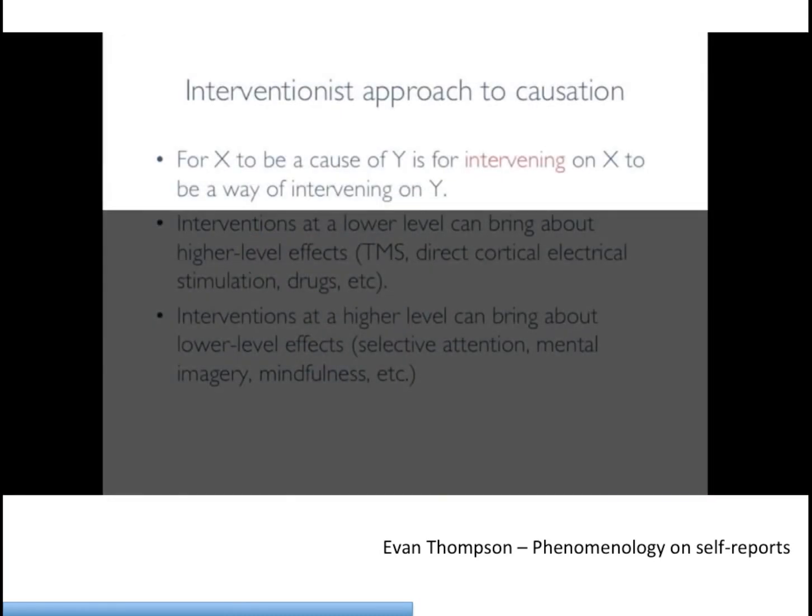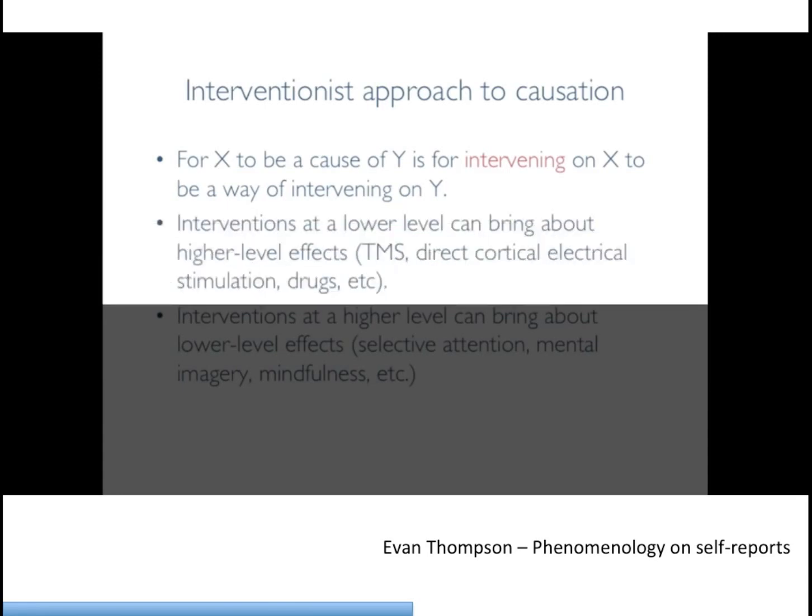On this way of thinking about causation, if we say that X is a cause of Y, what we mean is that intervening on X is a way of intervening on Y. We affect Y by performing a certain intervention or manipulation on X. So if we think about that in the cognitive neuroscience context, we know that intervening on a lower level, so lower here could mean the level of a neuron or a molecular level, lower in the sense of micro, through transcranial magnetic stimulation or direct cortical electrical stimulation or drugs or whatever it might be, those interventions have effects mentally.